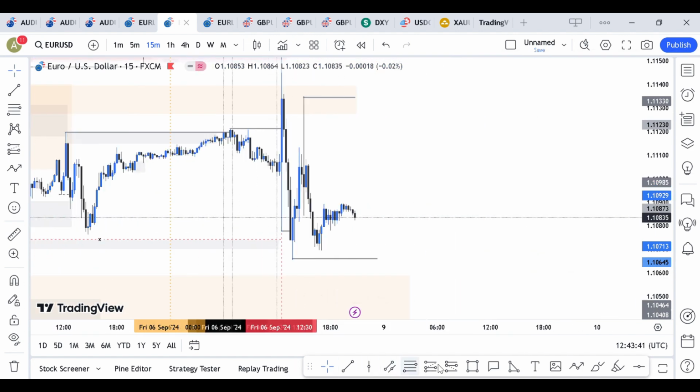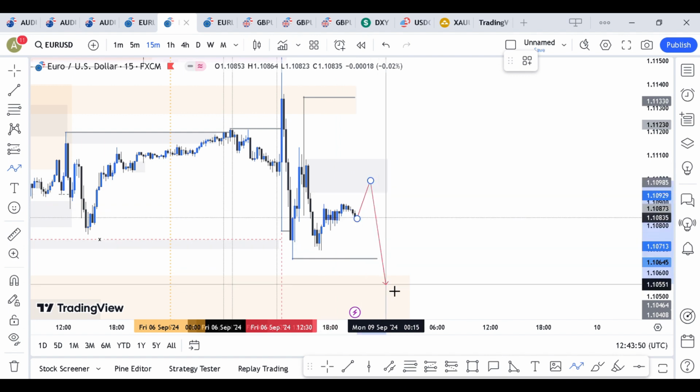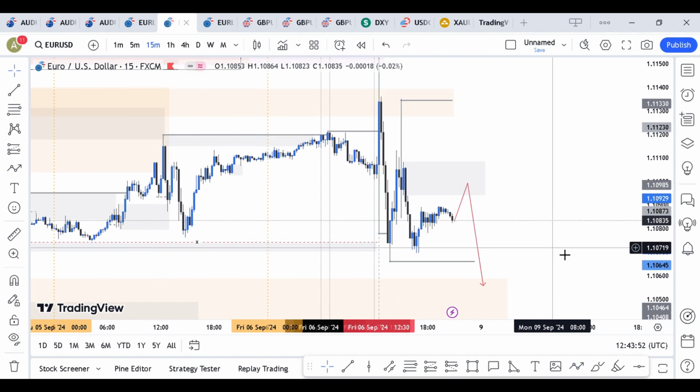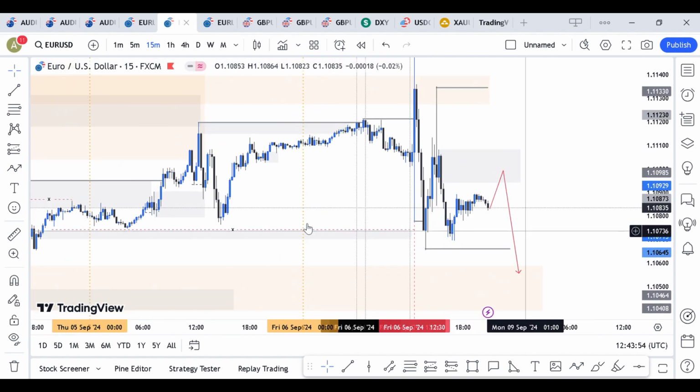So I'll only mark this now as my 15-minute supply, where I'm expecting at least price to come to and possibly push price down lower, like that. So that is how I am viewing this, and that is what I'll be expecting on the 15-minute.